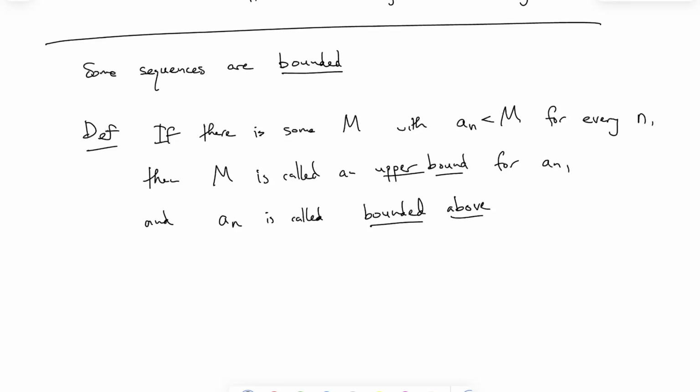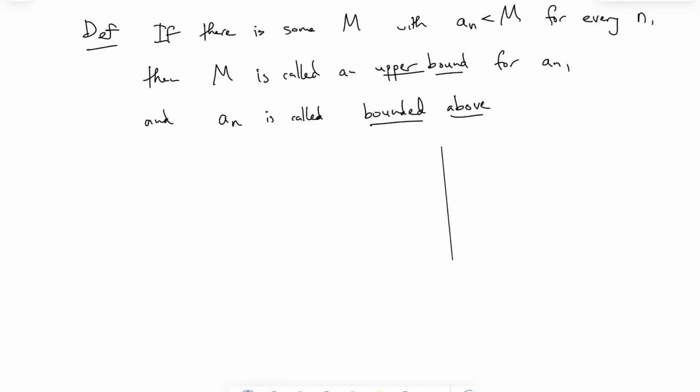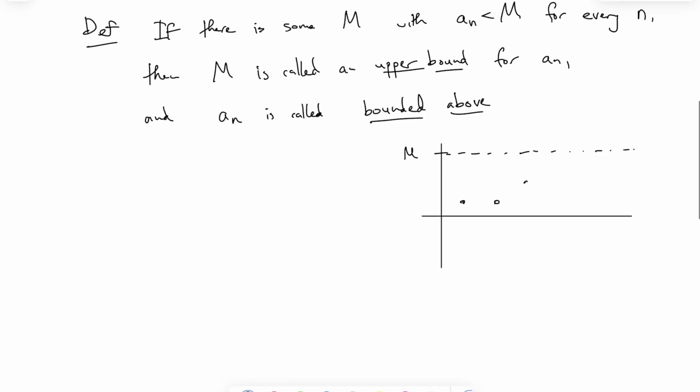If there's some big number where all the terms are less than that number, then we say the sequence is bounded above, and that number is called an upper bound. The picture you should have in mind: you can draw the plot of a sequence. It doesn't look like a curve, just a bunch of dots. If you have some m up here so that the terms of the sequence are always less than that, they might get kind of close, but they always stay below the line. That's what bounded above means. The terms never go up past m.